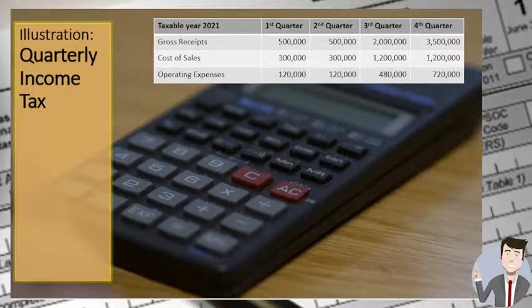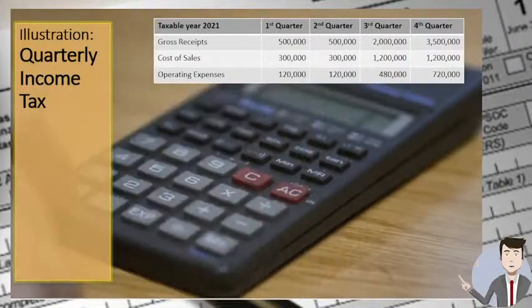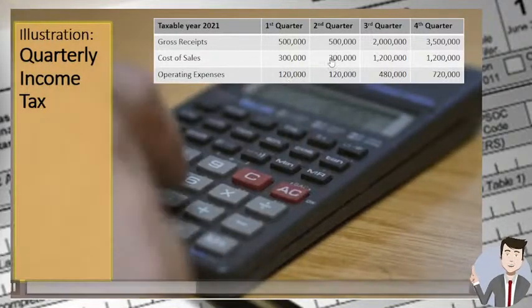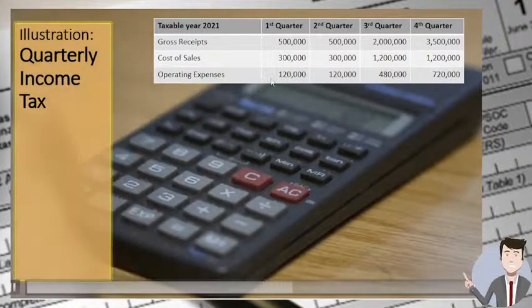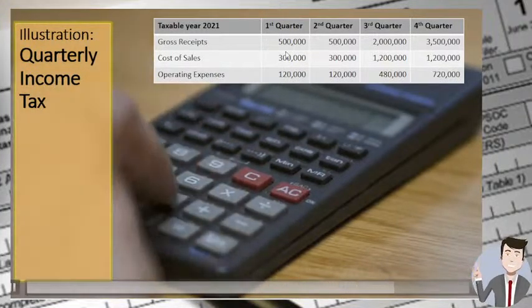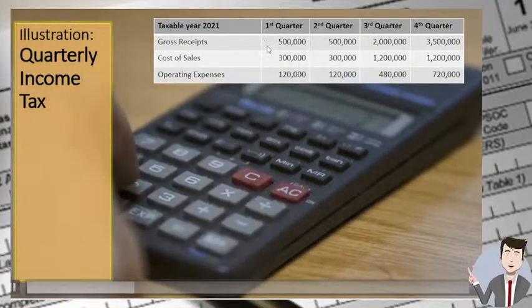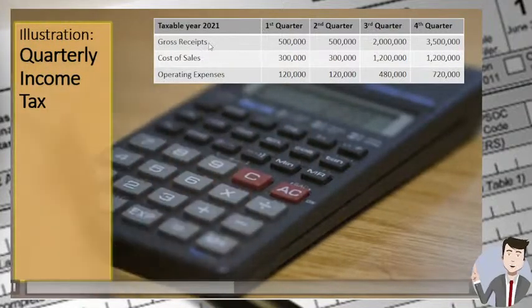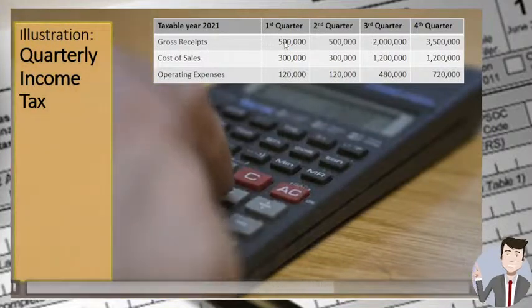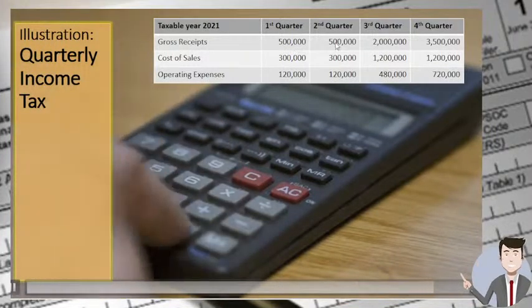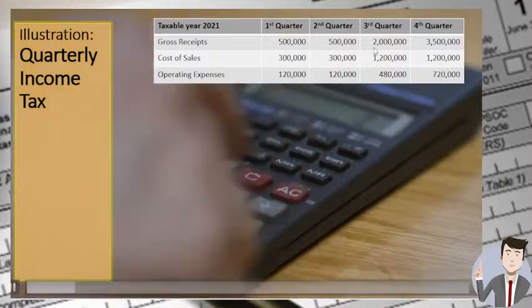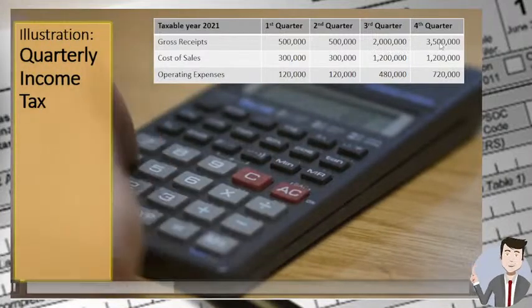So, illustration, quarterly income tax. This will be the income data or business transactions of our taxpayer. Our taxpayer has a gross receipt for the first quarter of 500,000, then second quarter 500,000, third quarter 2 million, and the fourth quarter is 3.5 million.